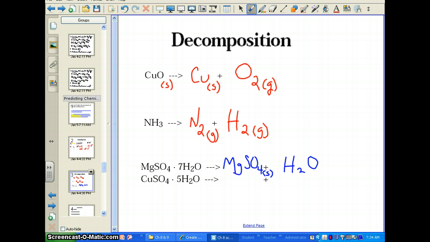And what state of matter is the water? Well, you saw it. Really, you didn't see liquid water being formed because you heated it up. We could put a little delta sign here to show you that you heated up the starting material in order to produce the products. The water was formed in the gaseous state. And is this equation balanced? No, we would have to put a big 7 in front of the water to say that when magnesium sulfate heptahydrate decomposes, you form 1 magnesium sulfate and 7 waters.